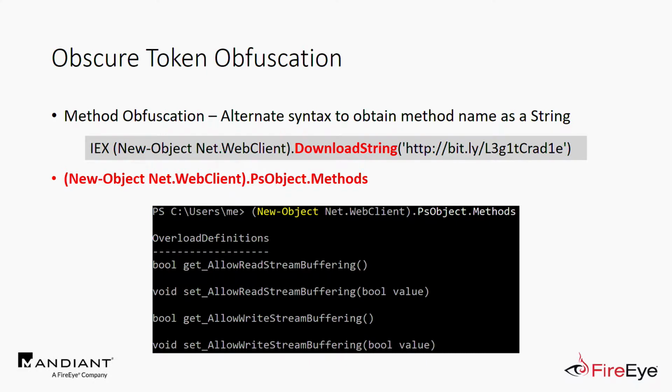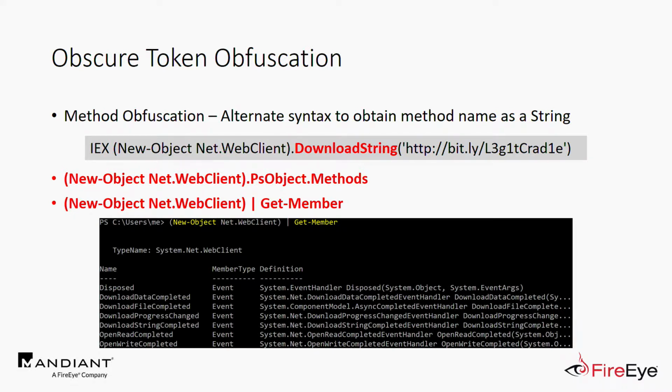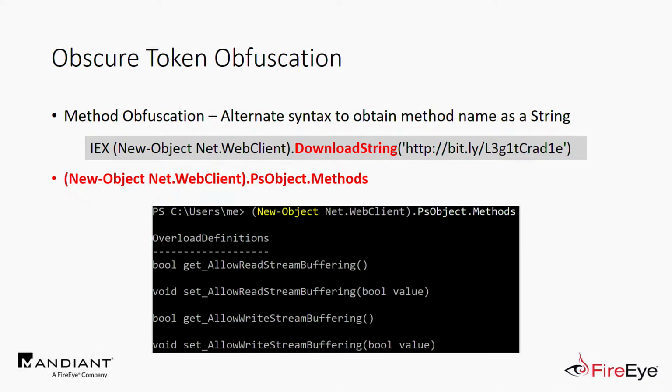Well, there are other ways to get the string DownloadString without ever specifying it. For example, we can say New-Object Net.WebClient, then .psobject.methods, to show all the methods that are out there for this object. You can do something similar with Get-Member, and both of those are options in the tool, but we'll just stick with the first one for now.